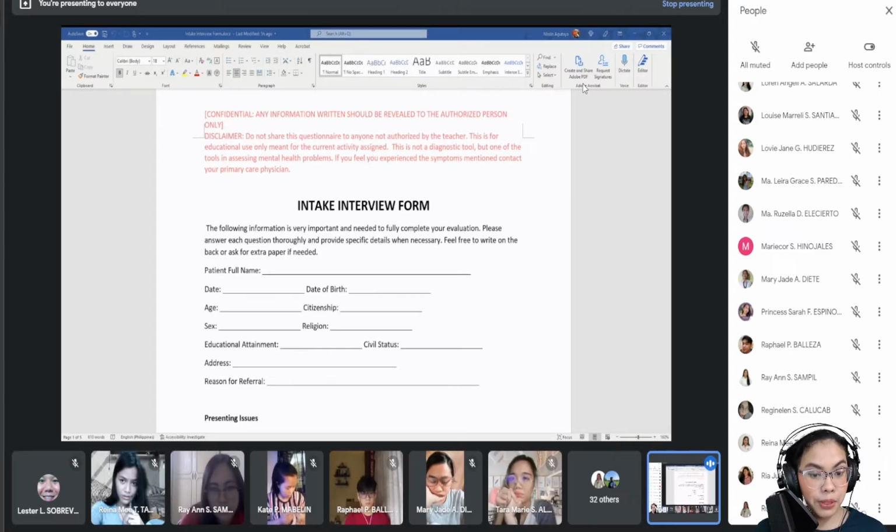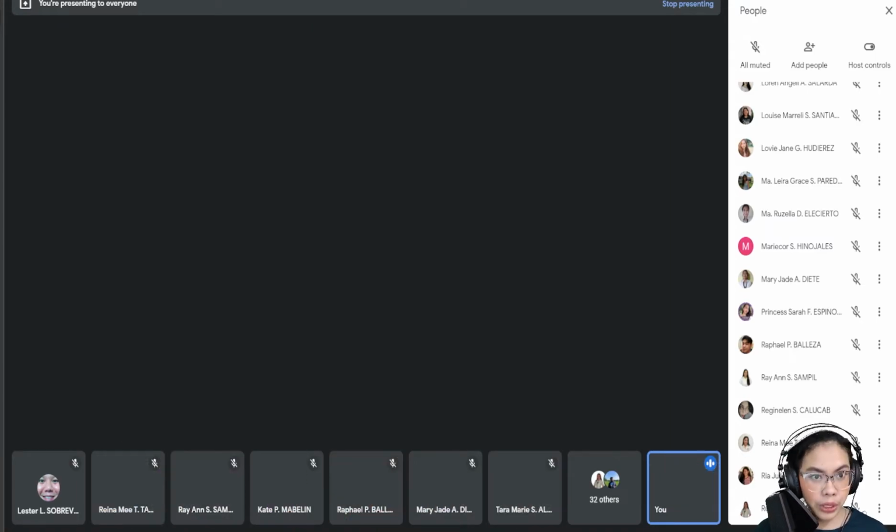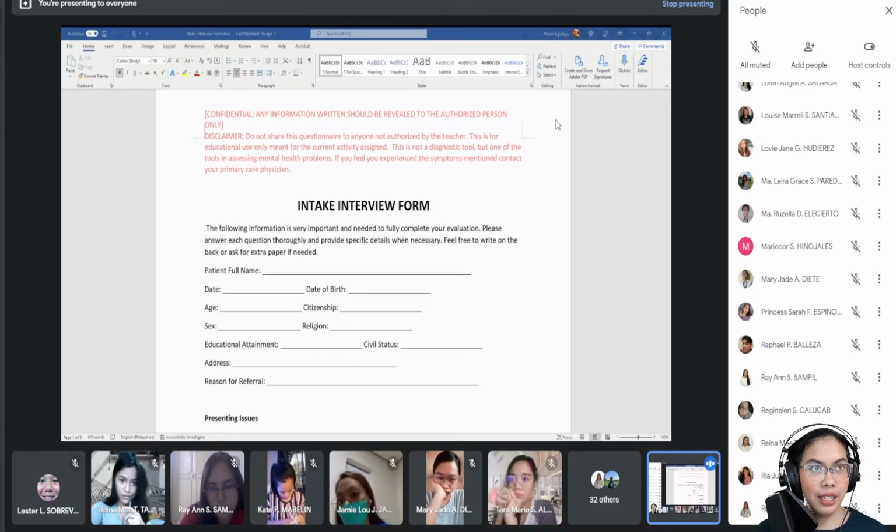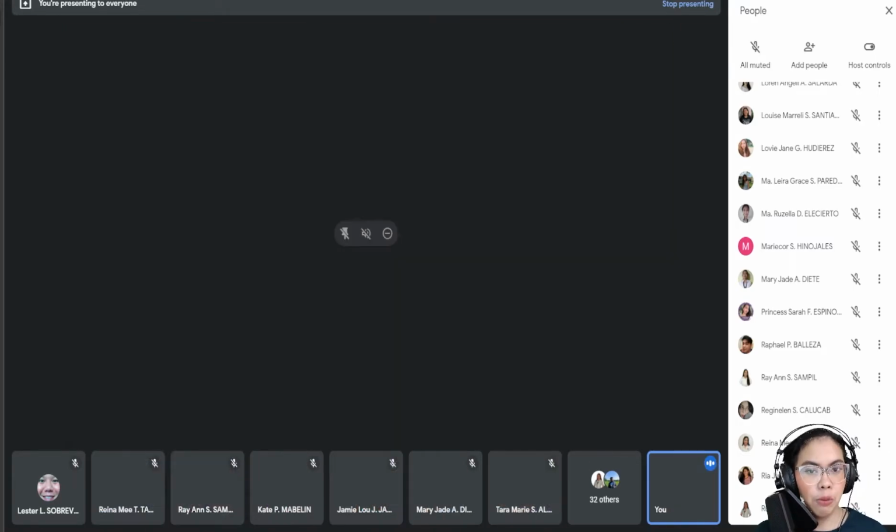So, the authorized person only is ako. So, don't worry, I won't share man any of your sensitive information. Okay, so that's why I cannot hatag ban sa inyo sang sample. Kay, of course, I value man the privacy of my students nga nakaubra sini.